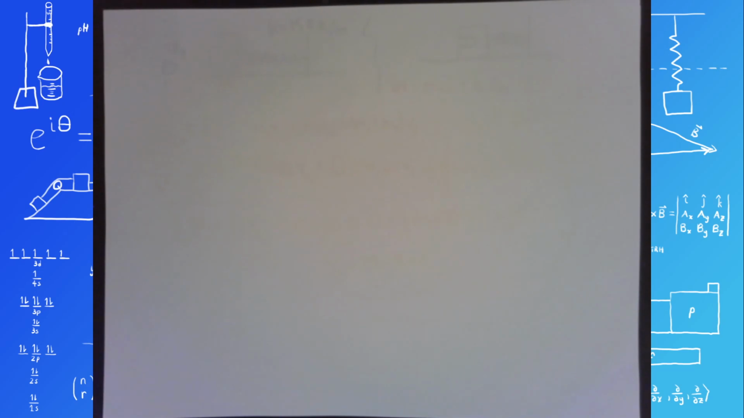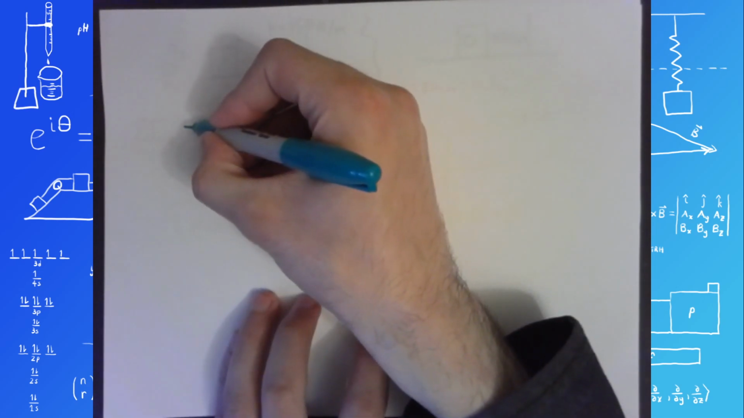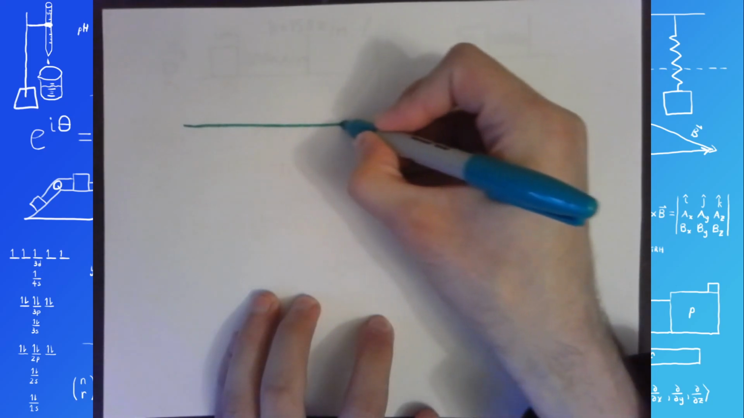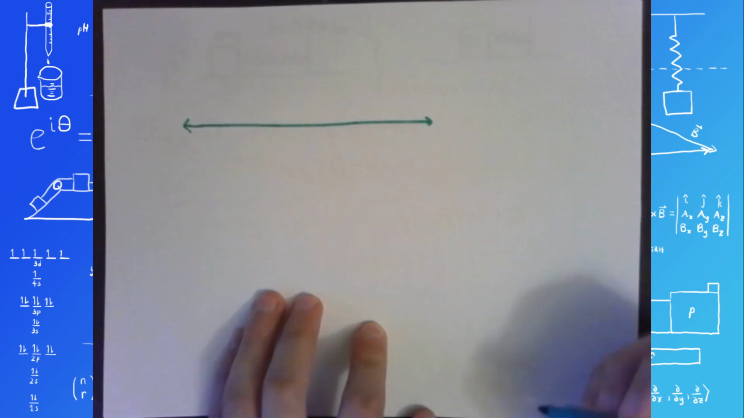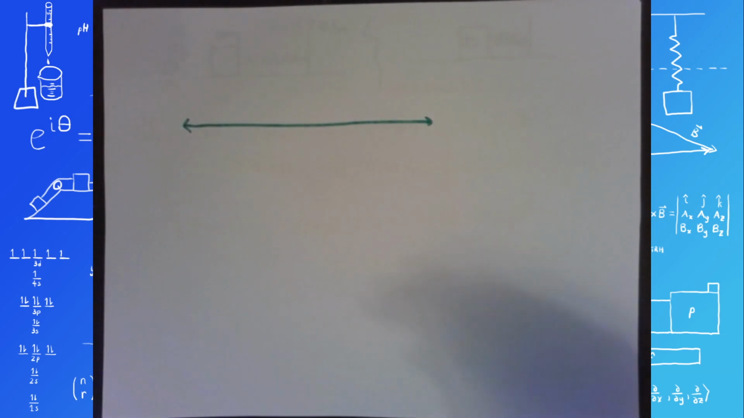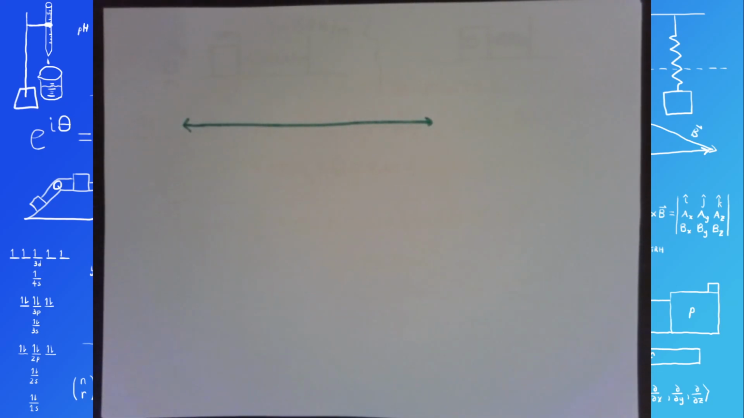So let me go ahead and pull up a problem from one of my physics books. Let's see. Okay, we'll start with the infinite line of charge. And I guess this will be for an electric field problem.